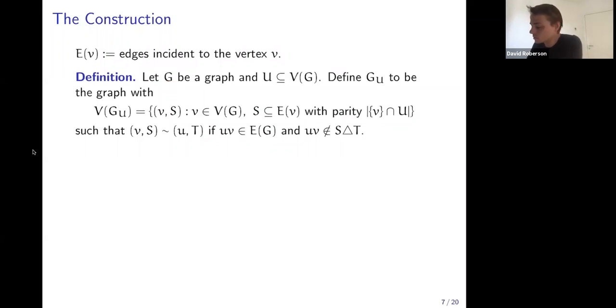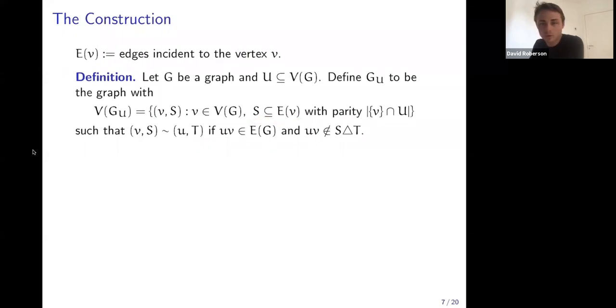And then we take some subset of its vertex set, U, and we're going to define a graph G sub U. The vertices of this graph are ordered pairs. The first thing in the ordered pair is just a vertex from the graph G we started with, and the second thing is a subset of the edges incident to that vertex. And we want only the ones of a given parity.